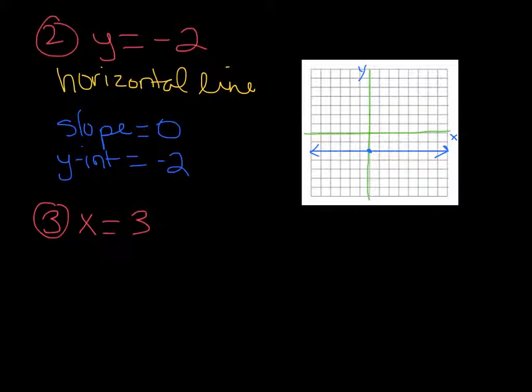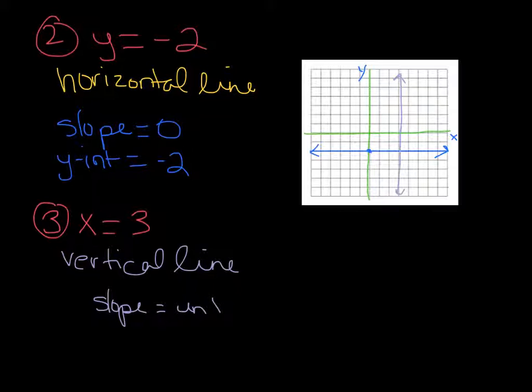Now, for number 3, this one's a little bit trickier. I am going to still draw it first, and I know that it is a vertical line. It will be a vertical line at x equals 3, which means it's going to look like that. So for that, my slope, remember when you have a vertical line, your slope is undefined. One of the interesting things is that the y-intercept, there actually isn't any, so you can just write none.